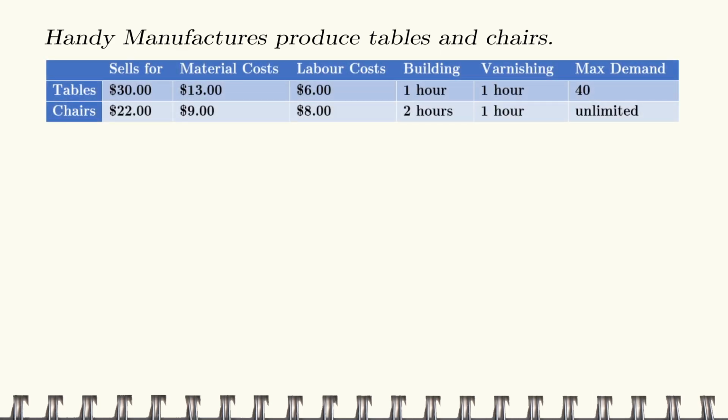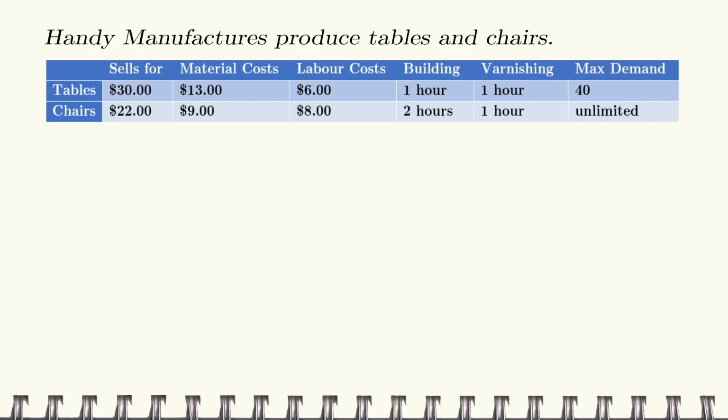Tables sell for $30 while chairs sell for $22. The material cost per table is $13 while the material cost per chair is $9. Labor cost is $6 per table and $8 per chair. The building time for each table is 1 hour while the building time per chair is 2 hours. Varnishing time is 1 hour for both tables and chairs.